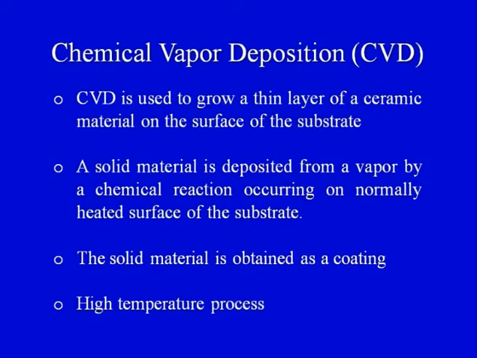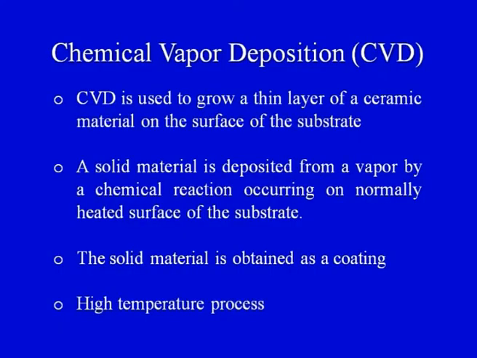So, a solid material is deposited from a vapor. The raw material, or we can say a vapor, would come which has certain chemicals which would react on the surface and deposit the solid material on the surface. So, we will have gaseous reactants that would come and react on the surface and provide a coating on the substrate. A solid material is deposited from a vapor by a chemical reaction occurring on the normally heated surface of the substrate. On the surface of the substrate the chemical reactions take place and a solid coating is deposited. The solid material is obtained as a coating and it is a reaction product of the reaction taking place on the surface, and this is a high temperature process.